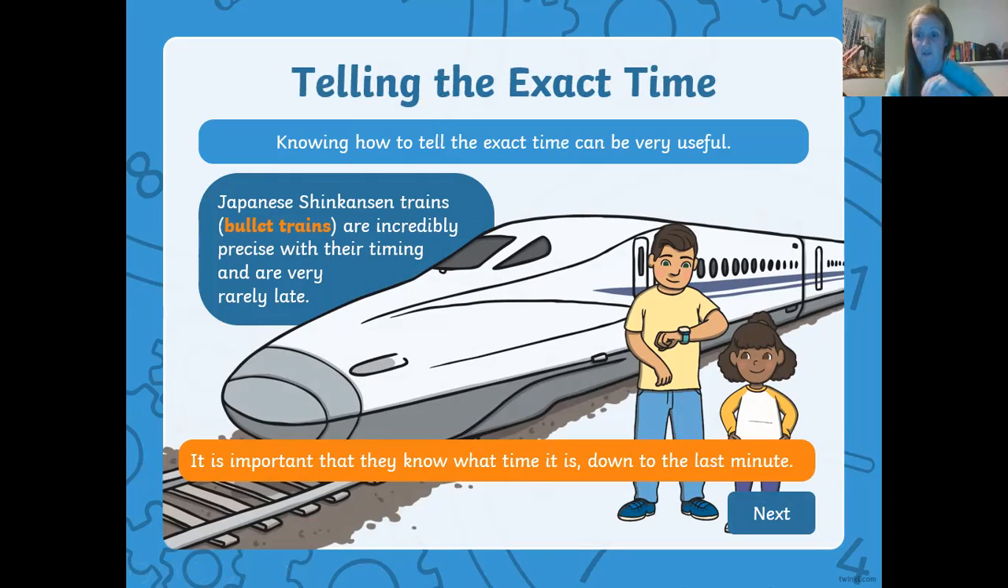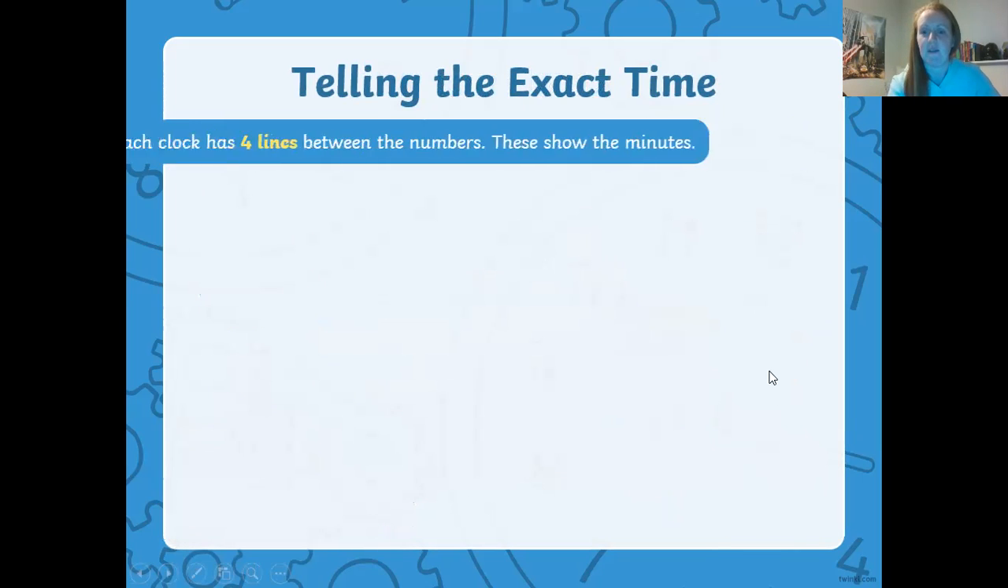So if you are not there on the platform for that precise time, especially in Japan, you will miss your train. So you have to be there exactly on the time. It's very important that you're able to tell the time, especially if catching a train, down to the last minute. And that's what we're going to do today.